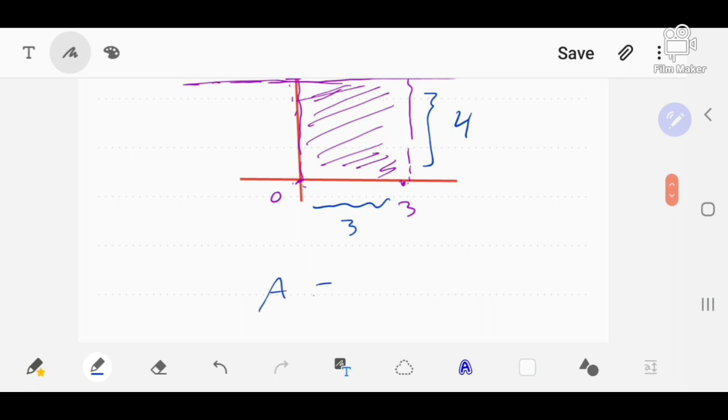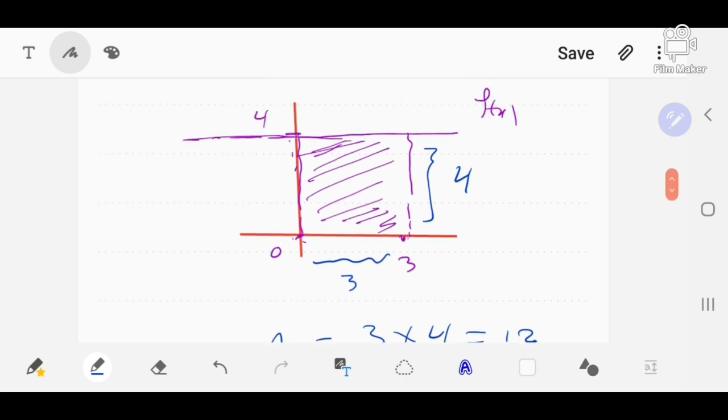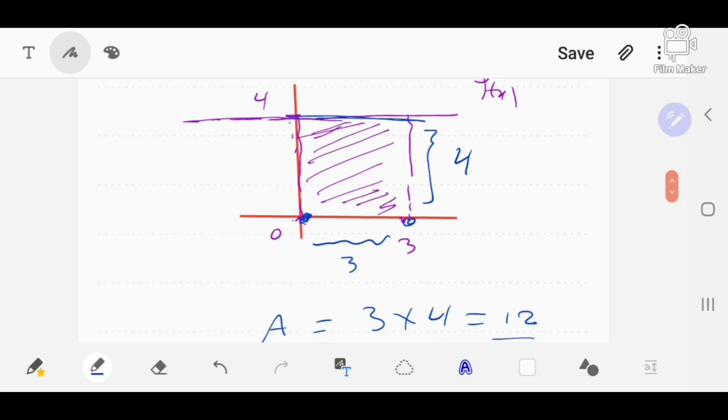That's the meaning of the definite integral of 4 from 0 to 3. So does it make sense? Yes, it does. That was the simple and basic example.